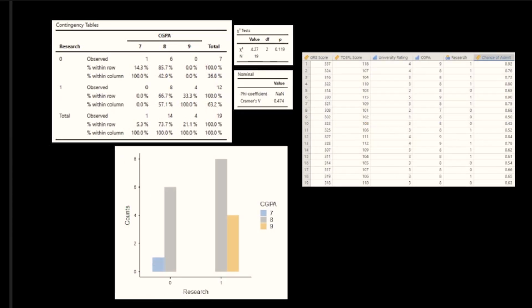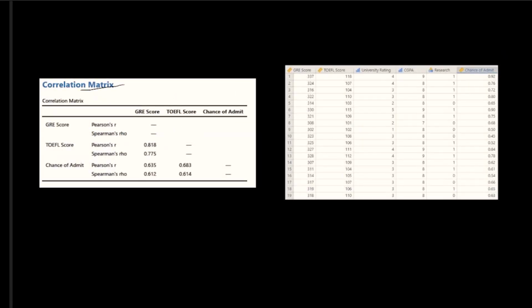Same thing I did with the CGPA and Cramer's V. It's a medium effect, and you can see that from the graph as well. So it's quite obvious that the relation is not that strong. It's a medium effect. Finally, I also calculated the correlation matrix between continuous values like the GRE, TOEFL, and chance of admission.